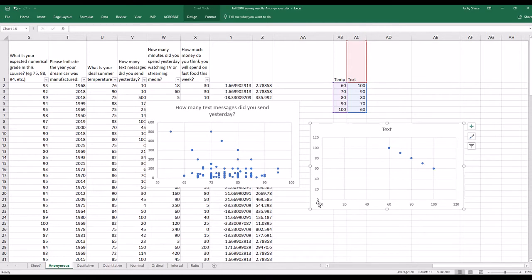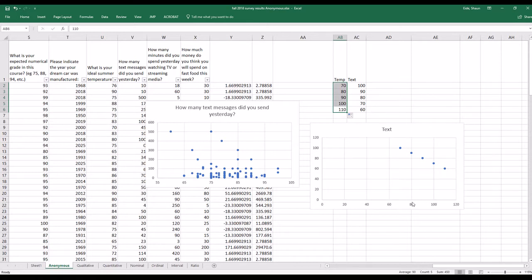Okay, so this right here is, well, it's kind of hard to tell, so I'll make it a little easier. There we go. Okay, so now we know that their ideal summer temperature is 110. So this right here is the temperature axis, and this right here is the number of text messages. Okay, and these are inversely related.